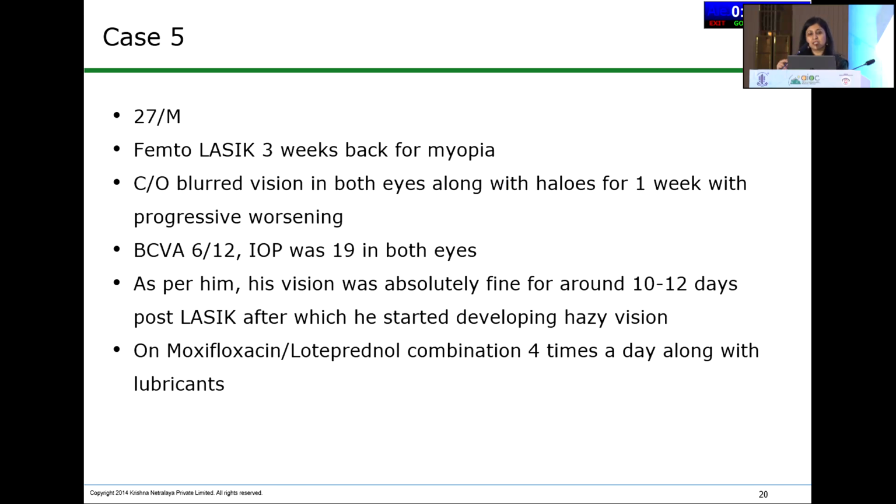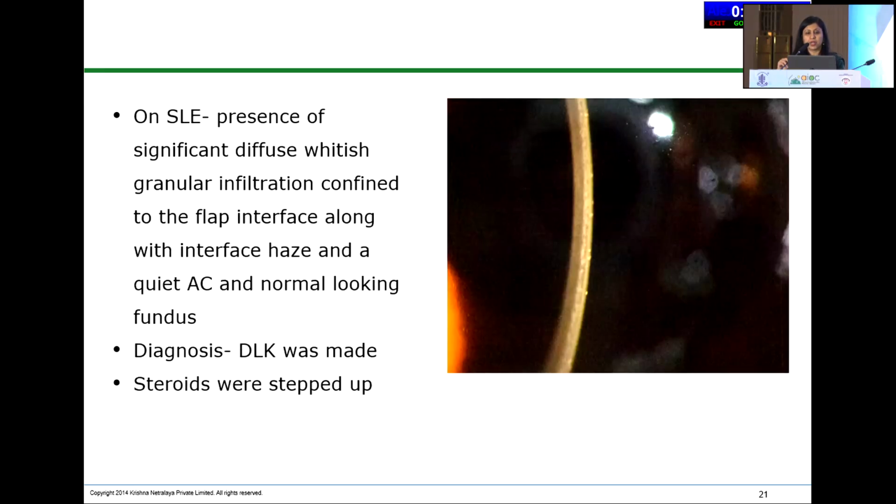The last case, this was a 27-year-old male who underwent femto-LASIK 3 weeks back. He came with complaints of blurred vision along with halos for 1 week with progressive worsening. IOP was 19, and as per him, he very clearly said that he was absolutely fine for around 10 to 12 days post-LASIK, after which he started developing this hazy vision. He was on antibiotic steroid combination.